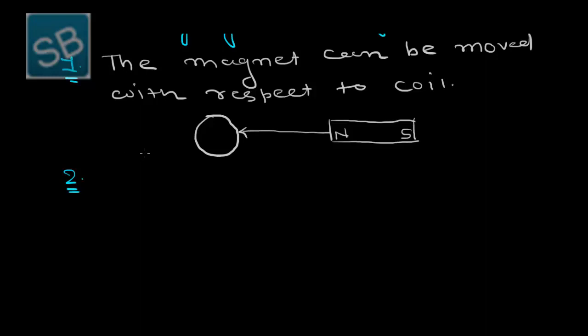Now the second one is the coil can be rotated, and in this case what happens, as the magnet comes nearer to the coil there is an increase in magnetic flux, and when the magnet moves farther from the coil the magnetic flux will decrease. Here the coil can be rotated in the magnetic field.